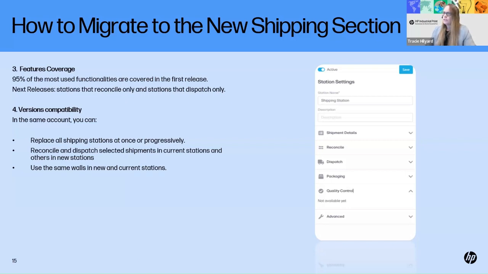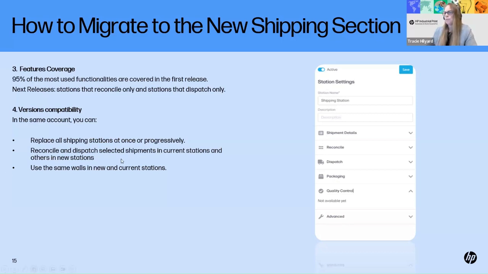In the first release, 95% of the most used functionalities are covered. What that means is that we will have the station that will reconcile and dispatch on extra scan. For the next releases, we will include stations that reconcile only and stations that dispatch only. And after that, there'll be more features that are considered.